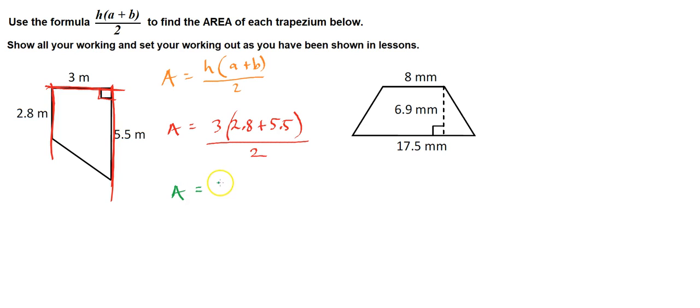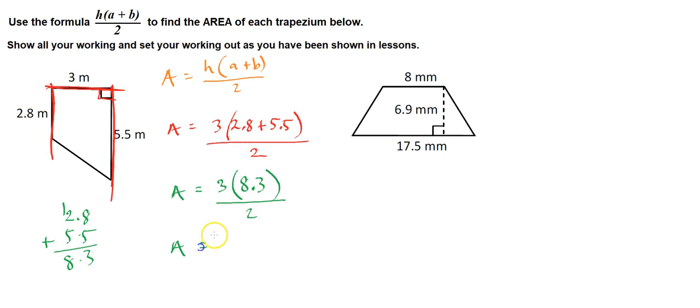So A equals 3, and what is it? 2.8 and 5.5. Quick bit of working out. That's 13, and we're adding, and that's 8.3, right? So let's go with that. 8.3, and that would be divided by 2.